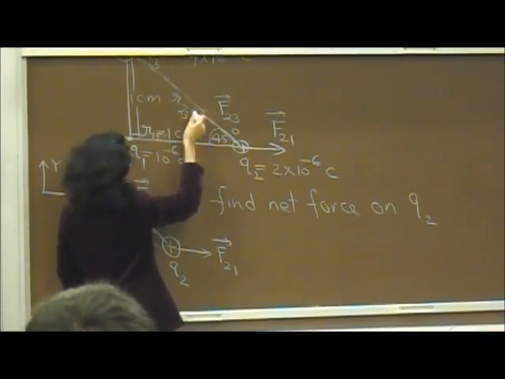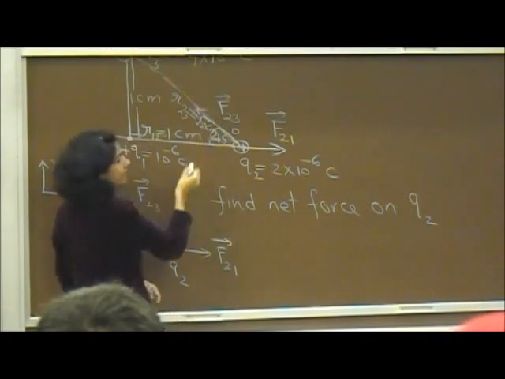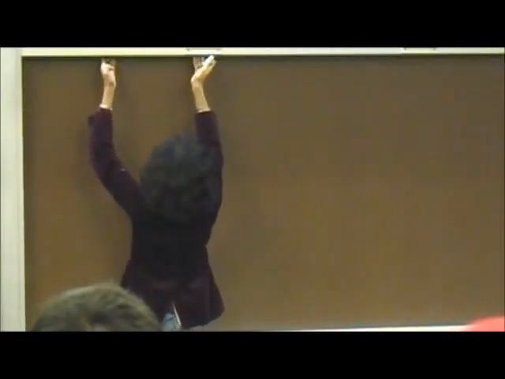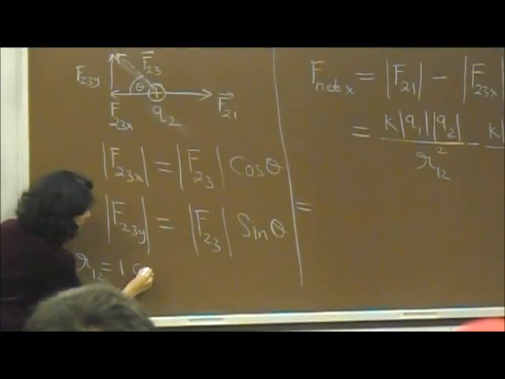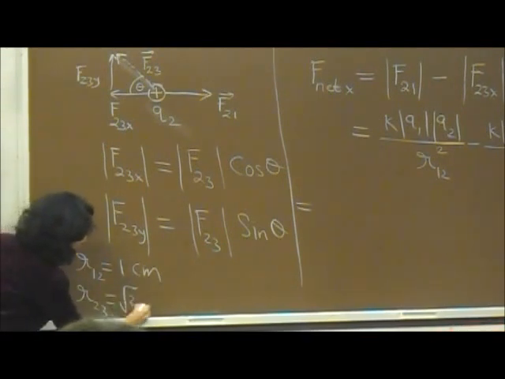And that distance, as you can see, will be equal to square root 2 centimeter. Is everybody with me? Okay. Basically then, we know that R12 is 1 centimeter and R23 is square root 2 centimeter.